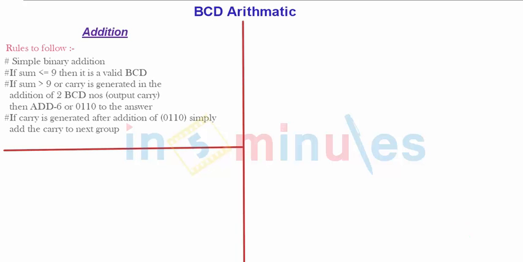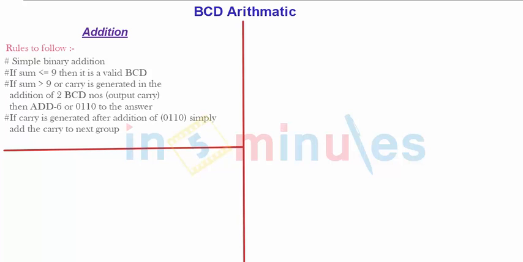The first and very simple rule is we are going to perform simple binary addition. Next, if the sum obtained is less than or equal to 9, then it is a valid BCD number. But what will you do if the answer is greater than 9? If the answer is greater than 9, then you need to add 6 to the answer. Otherwise, if there is a carry generated in the addition of two BCD numbers, still you have to add 6, or 0110 in the binary format, to the answer to get the correct answer.